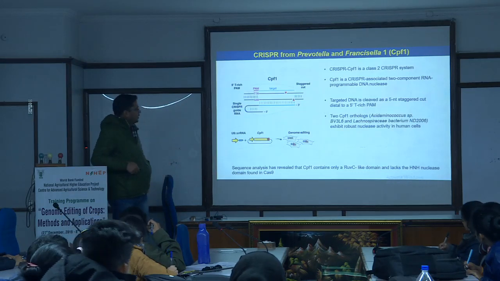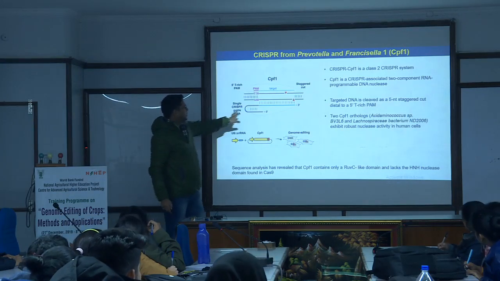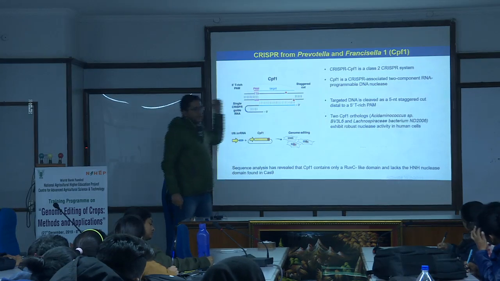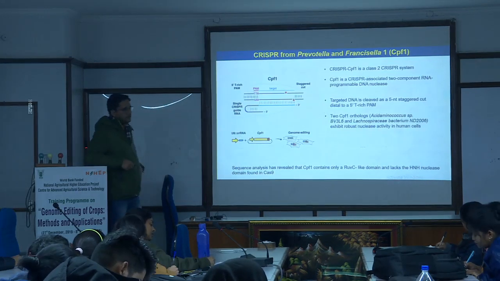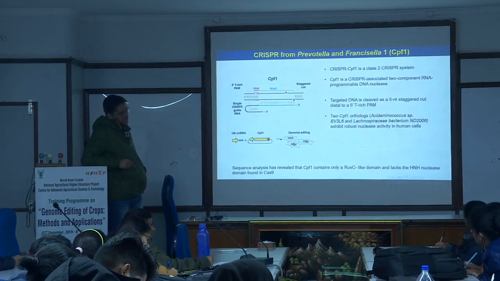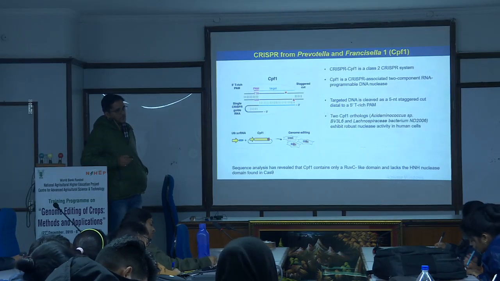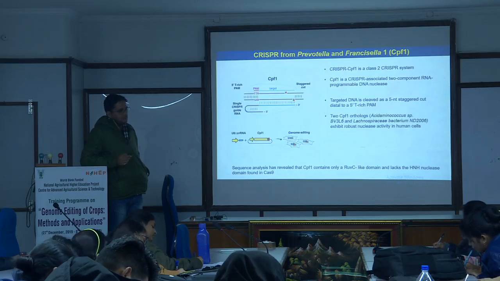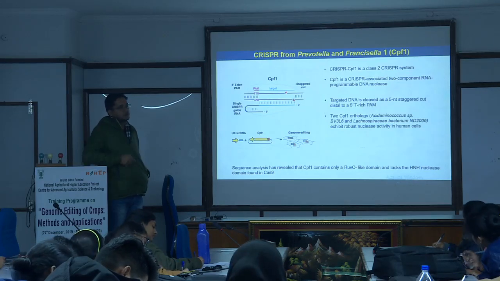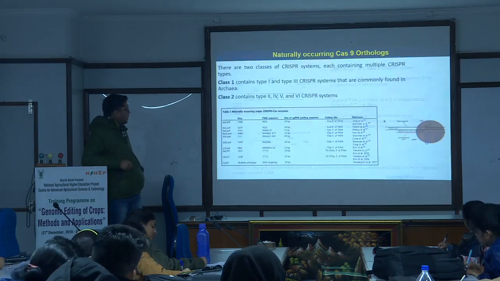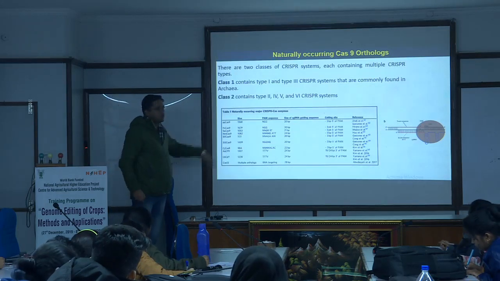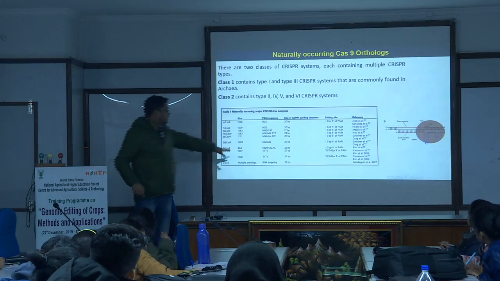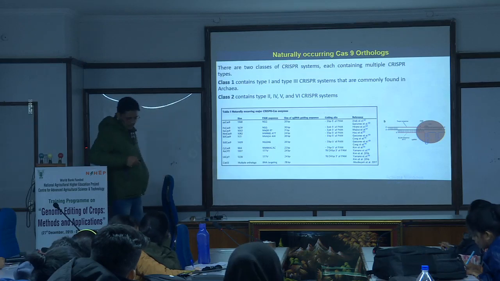The only thing is that in this case you generate this staggered end cut, or in that case you generate blunt end cut. So this was the first system, the first variant, which they found might be working together with the Cas9 system. Otherwise, all these Cas9 systems are not very routinely used because of this stringent PAM requirement.